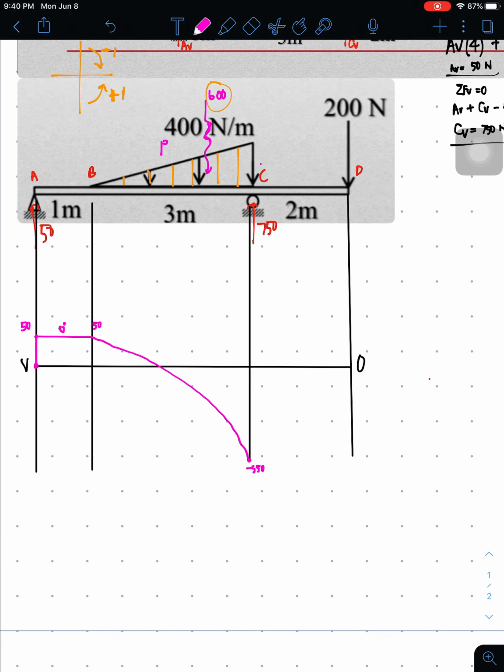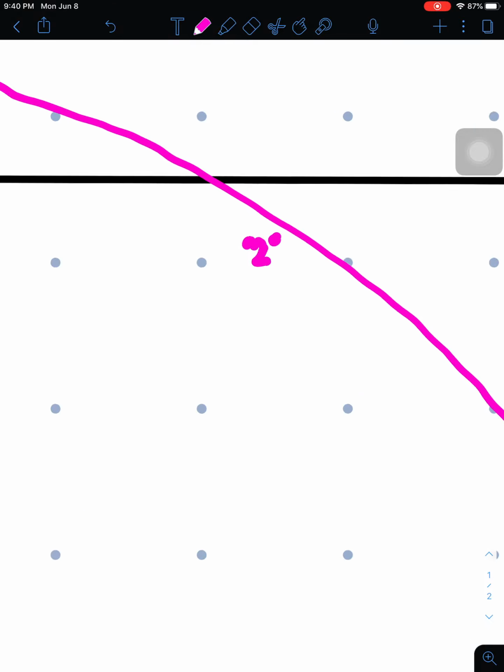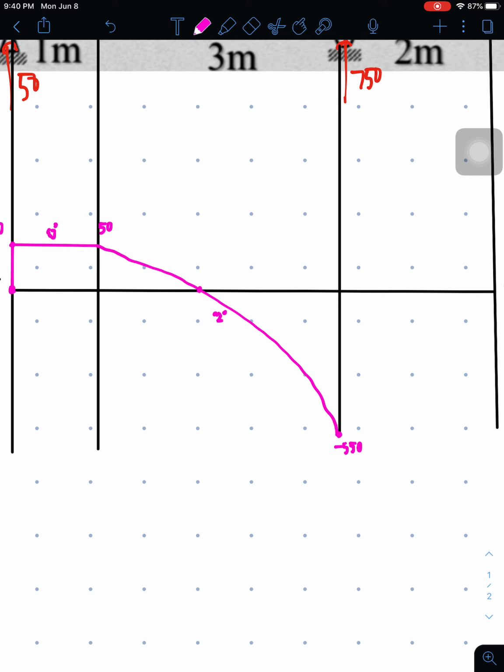Right. And this is at second degree. Okay, and as you observe, we have here a point of inflection, but don't worry, we're not after the moment, so let's just leave it there. Okay, so we're after the shear values.